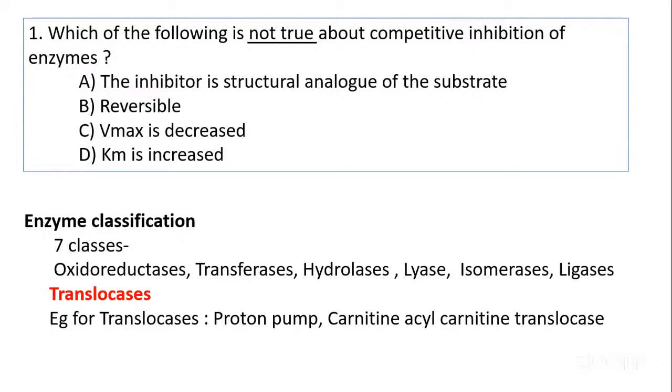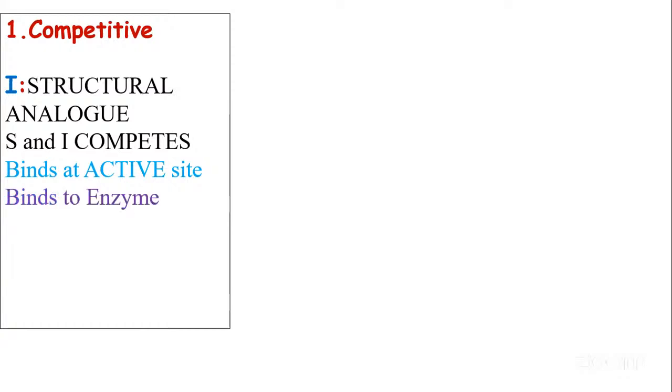Mainly, we know 3 types of inhibition. The first is competitive inhibition. What do you mean by competitive inhibition? Here, the inhibitor is a structural analog of the substrate, and it binds to a site called the active site. So there is a competition between the inhibitor and the substrate to bind at the active site. They are structurally similar. It binds only to the enzyme, and this reaction is reversible. Competitive inhibition is reversible if you increase the concentration of substrate.